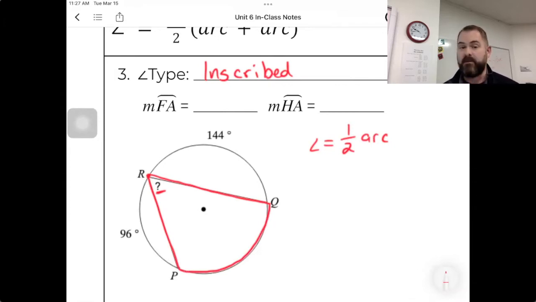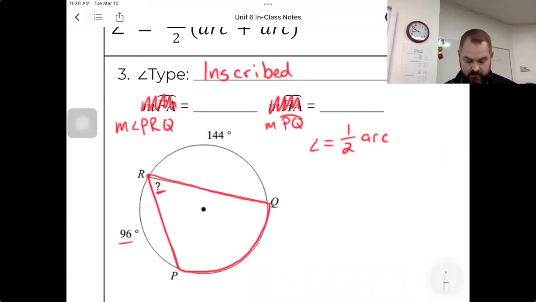Now, there's another problem with the note packet. These are not accurate labels. We don't have a point H, A, or F anywhere on this picture. This first blank should actually be the measure of angle PRQ. And the second blank should be the measure of arc PQ, that minor arc. Okay? So in order to find either one of these, I have to know more information. Well, I'm giving you that this arc is 96, and the other arc over here is 144.